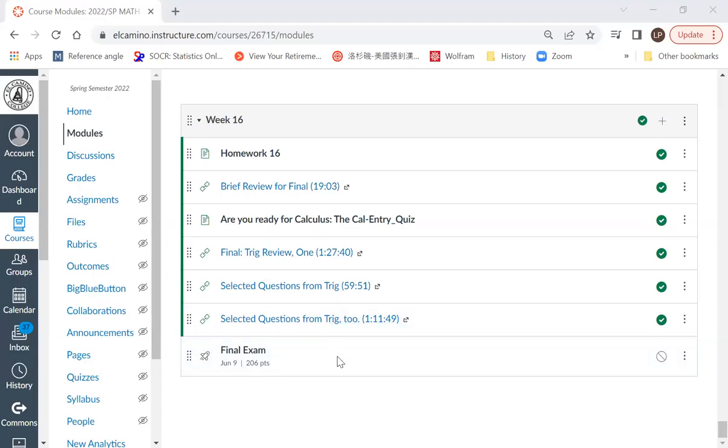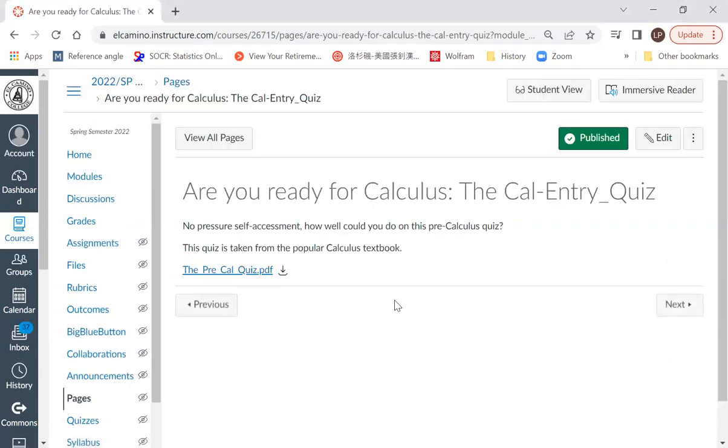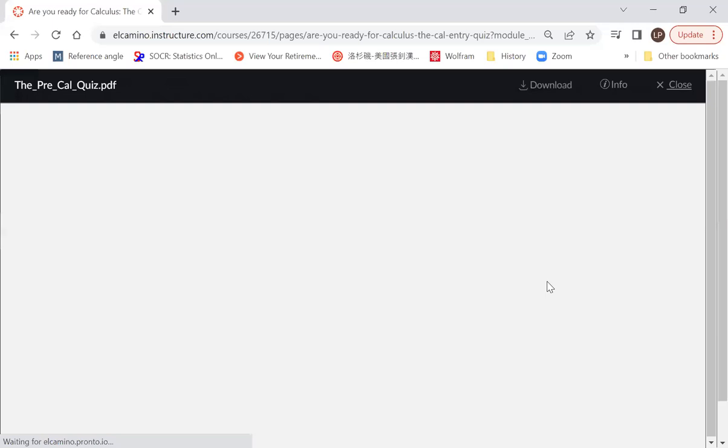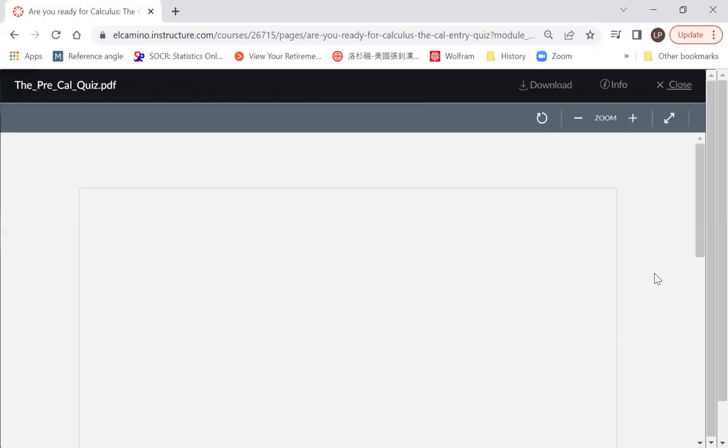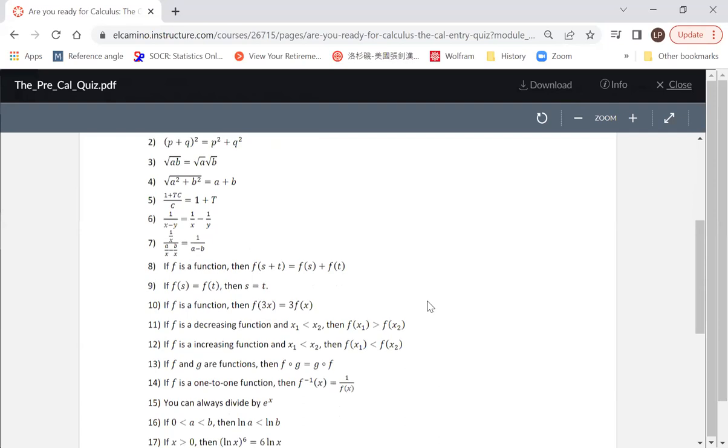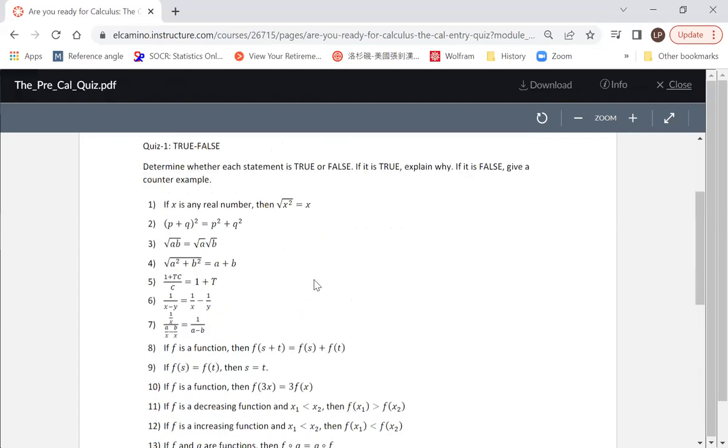Hello, in this lesson, I'm trying to summarize some of those important points that we mentioned throughout the semester by going over this entry quiz to calculus, okay? I don't know if you guys have noticed, this quiz covered a lot of materials that we actually covered in this class throughout the semester. We just didn't mention this quiz yet. Okay, so here's this quiz.